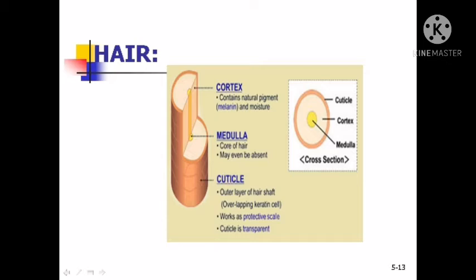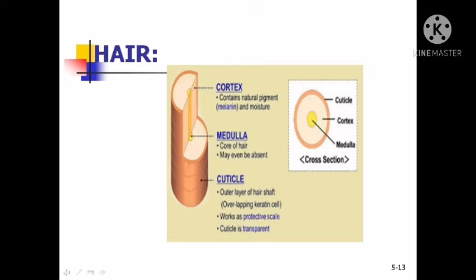The layers of the hair. It has three layers. The outer, the cuticle, the middle one, the cortex, and the innermost is the medulla. The cuticle is the outer layer, or it makes the shaft of the hair. It has overlapping keratin cells, and these cells work as a protective scale. And the cuticle is also transparent.